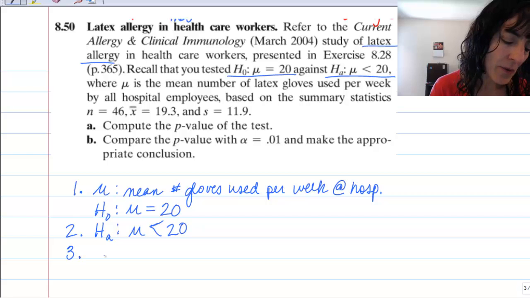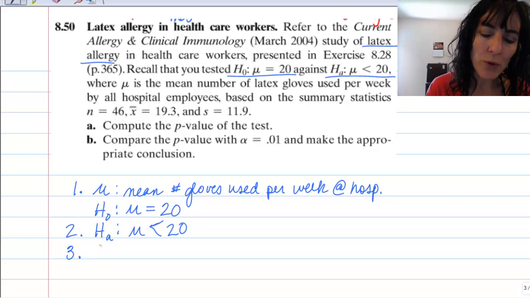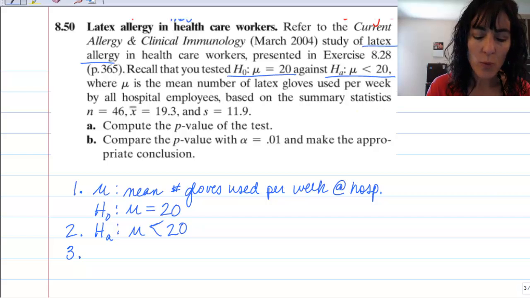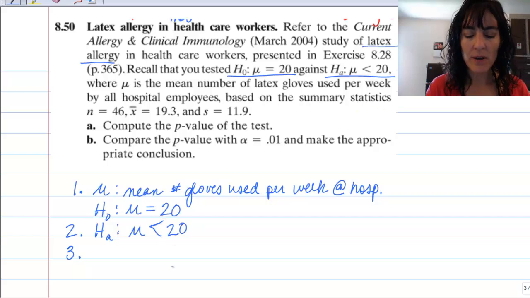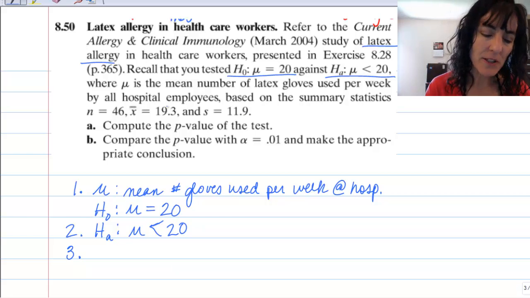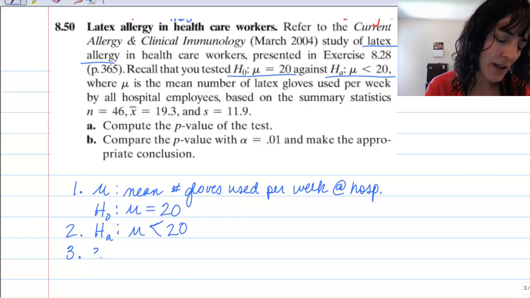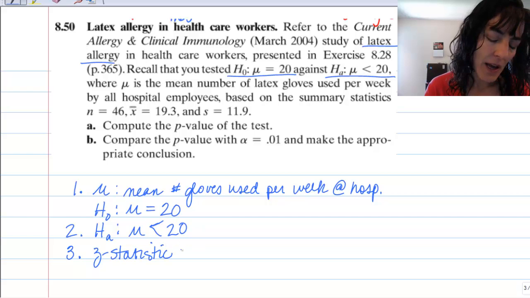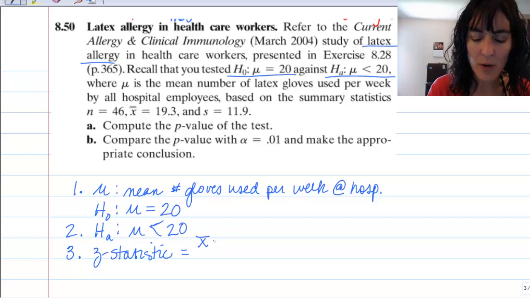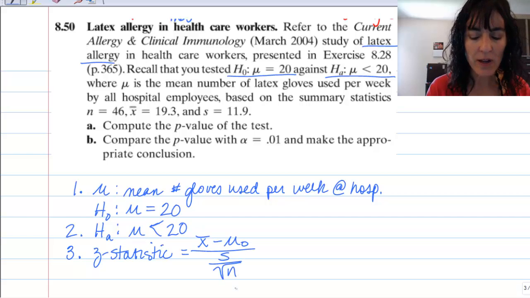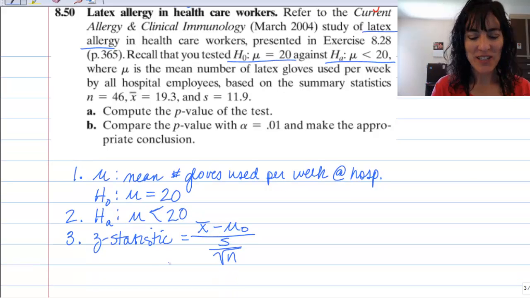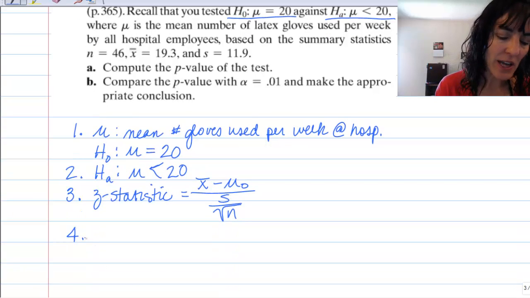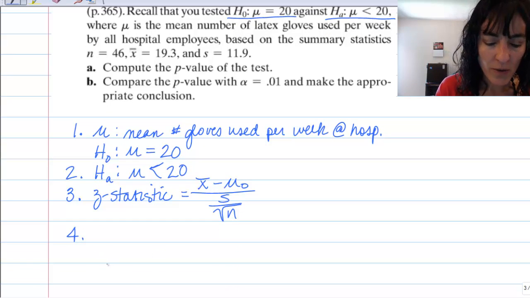Okay, so then step 3, we have some data. We know that we're going to have a left tail, our n is sufficiently large, so we're going to say a z statistic. And that's going to be x bar minus mu naught over s over square root of n. And so we've identified our statistic, and now let's look at our alpha.